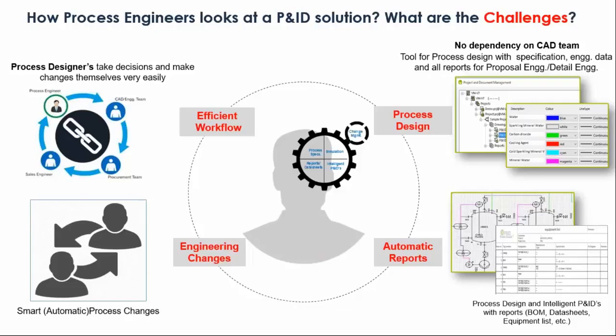asset information. So overall, in different disciplines of plant life cycle, P&ID drawings play a major role as a DNA of any plant. Now process engineer would like a tool, and that is particularly a non-CAD tool, which is independent of CAD draftsman, and he is the owner of P&ID, where he can define the specifications, engineering data, and can extract various information in terms of reports as per the project requirements. Also, an intelligent tool with an easy change management is probably the first preference for a process engineer.